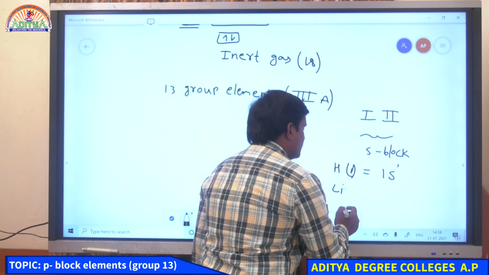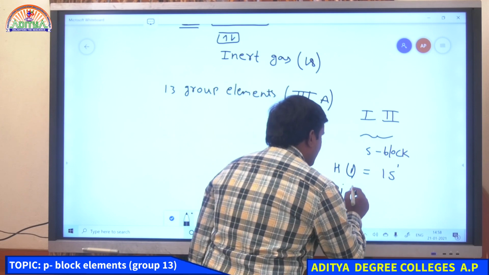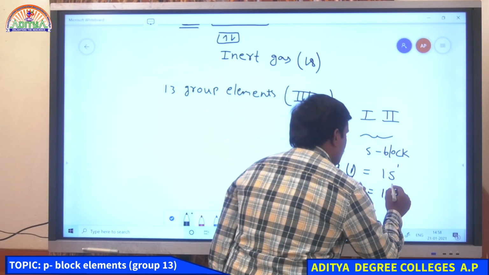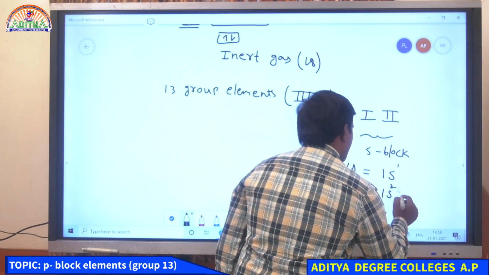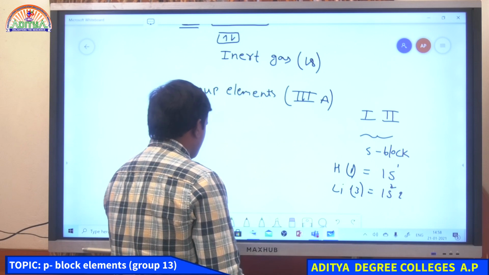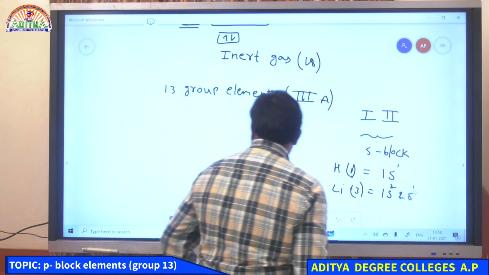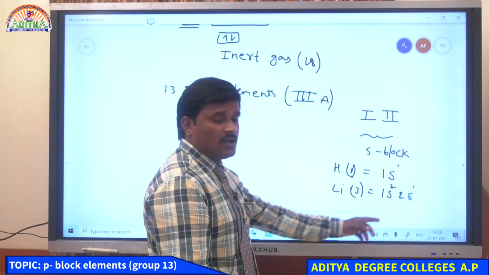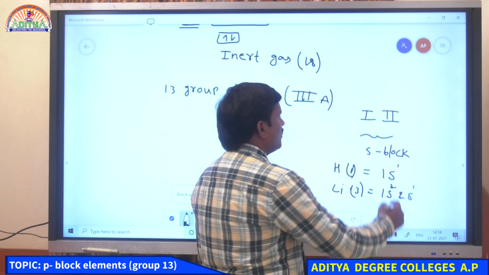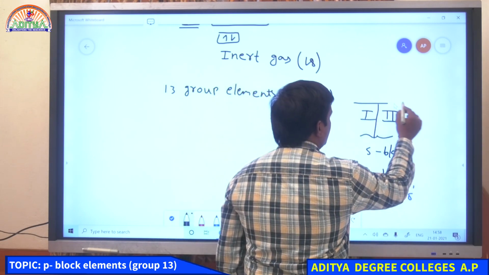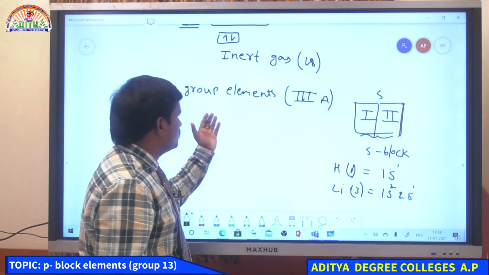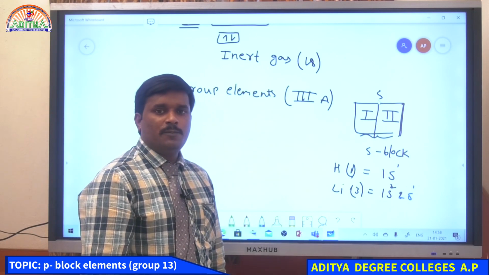Suppose lithium, atomic number is 3, therefore configuration is 1s2 2s1. Therefore here again last electron enters into s orbital, therefore this is also an s block element. Therefore first group as well as second group both are s block elements. Next from third group or simply 13th group to 18th group are known as p block elements.